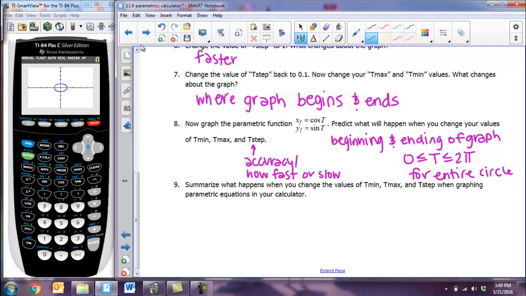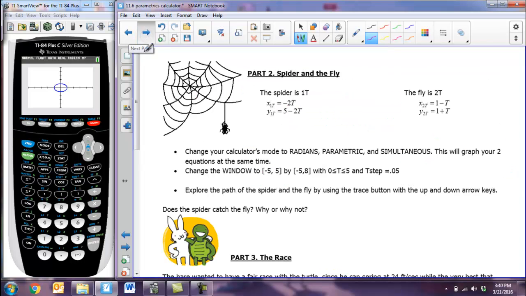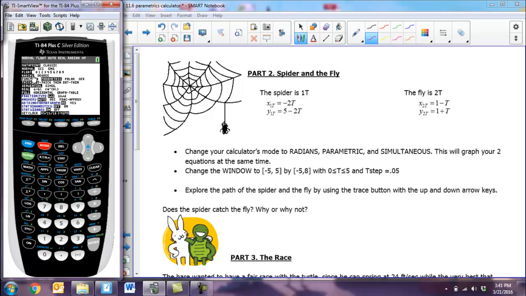So if we're looking, and again, if you're good with these things, you can go ahead and stop. This is the spider and the fly. So when I'm looking at these guys, we're going to graph these two parametric equations and make sure that we change my mode accordingly. So it says change my mode to radians. I'm good. I'm in parametric.